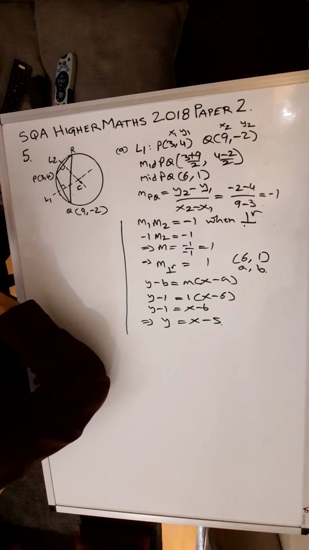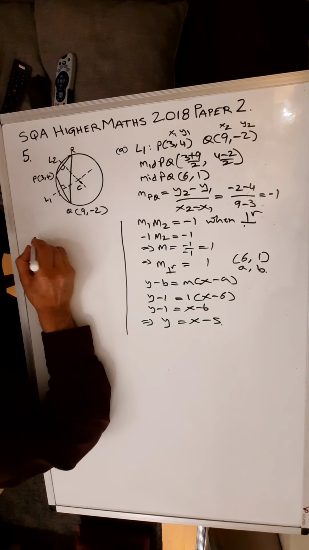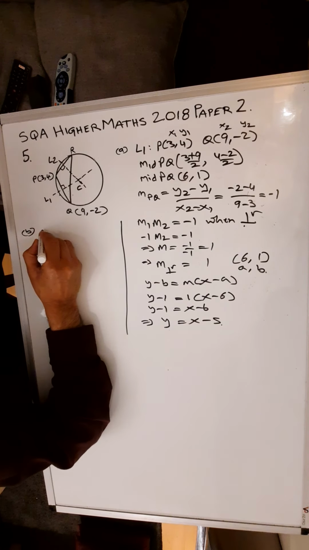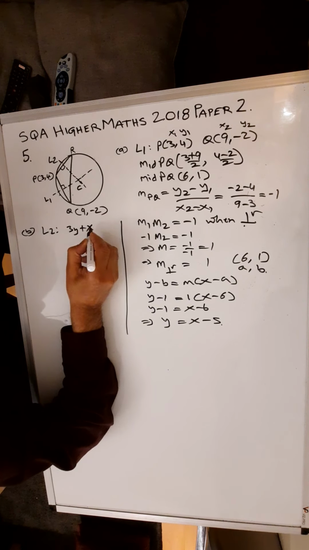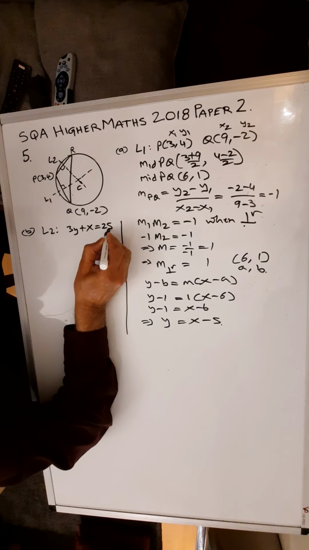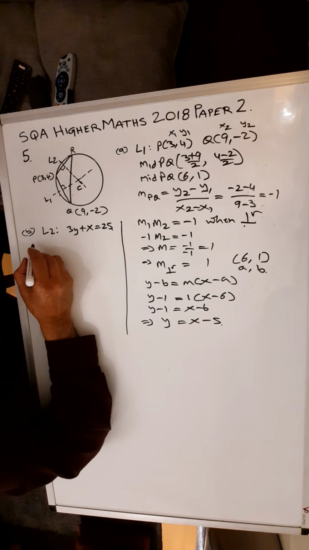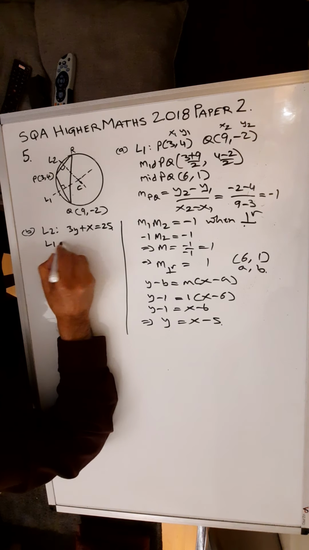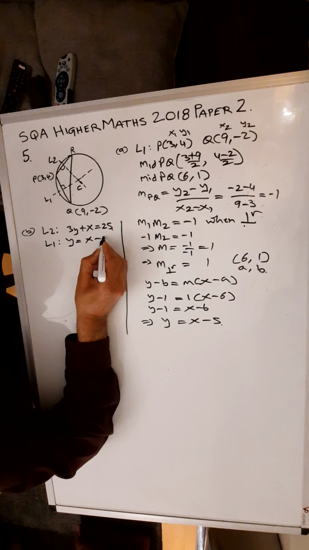For part B, the equation of L2, the perpendicular bisector of PR, is given as 3y plus x is equal to 25. Calculate the coordinates of C, the point of intersection of L1 and L2. So L1 you found to be y is equal to x minus 5.